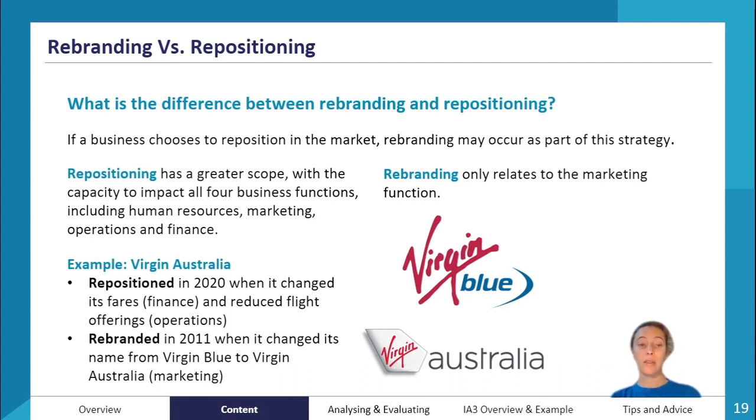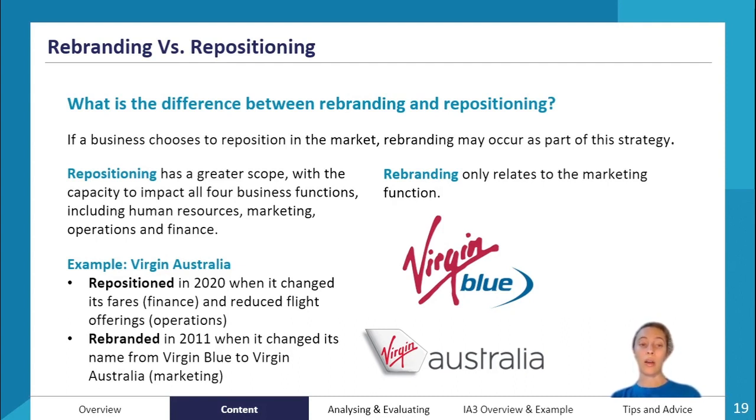Now, some examples of this, if we look at Virgin Australia as our case study. Back in 2020, when it was struggling with voluntary administration, it changed its fares, which is a finance repositioning strategy, and reduced flight offerings. So not having as many flights or as many flight paths. And that's an operations strategy, something that the business is doing differently with the way that it runs. So you've got 2 things there, and that makes it repositioning.